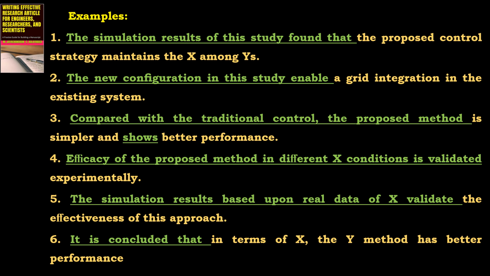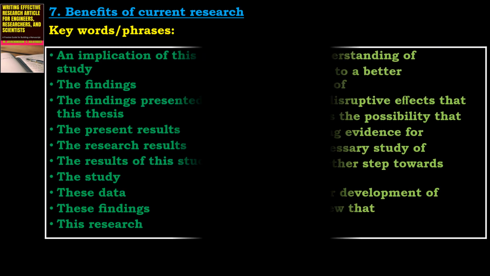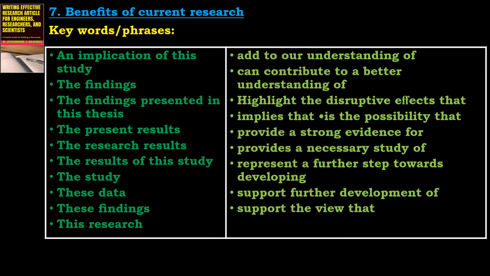5. The simulation results based upon real data of X validate the effectiveness of this approach. 6. It is concluded that in terms of X, the Y method has better performance. 7. Benefits of current research. The implications of the current study or the value of the present study can be transcribed in the abstract using the following popular expressions which are often used in academic writing.